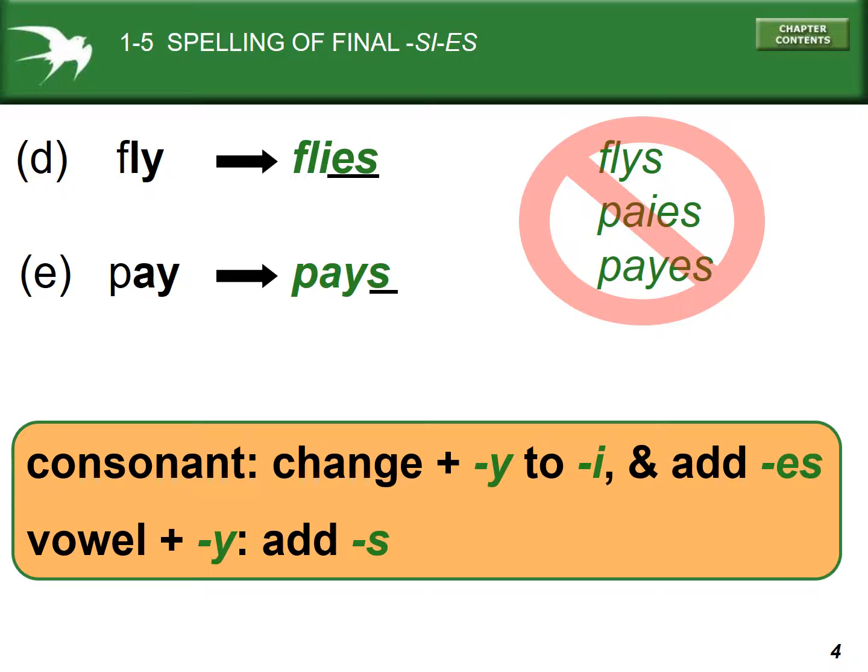So look at the difference. Fly has consonant, consonant, Y. Pay, on the other hand, has consonant, vowel, Y. So we can infer that if there is a consonant before the Y, then we will do the IES. If there is a vowel before the Y, we will just add the S.